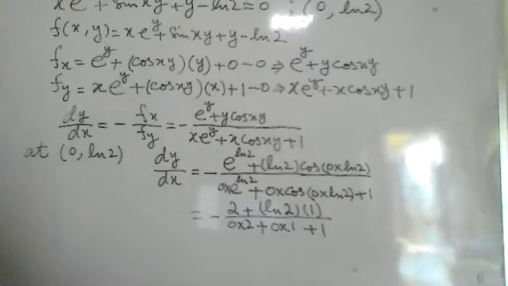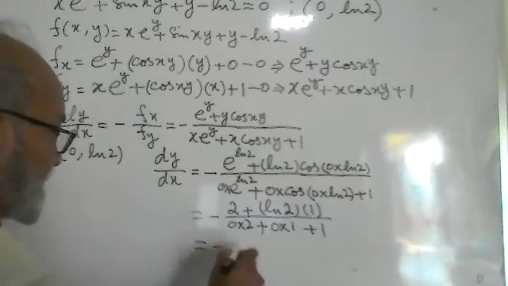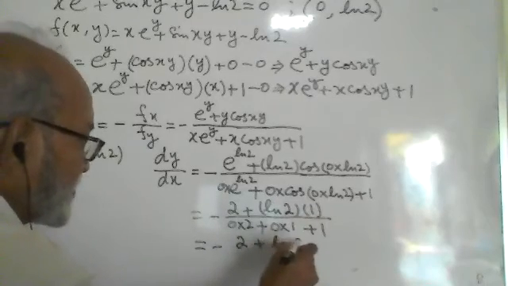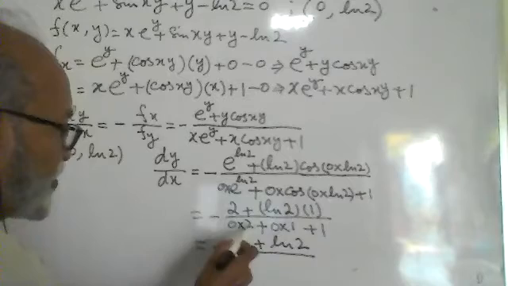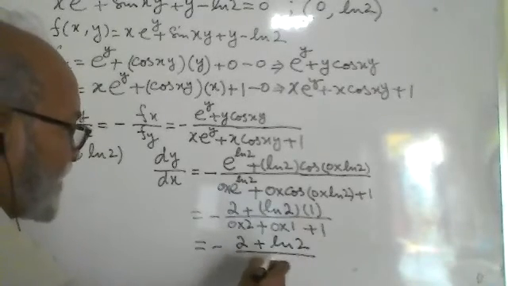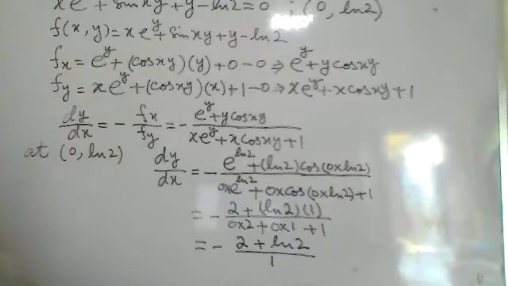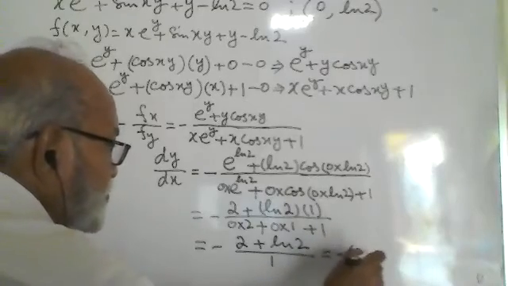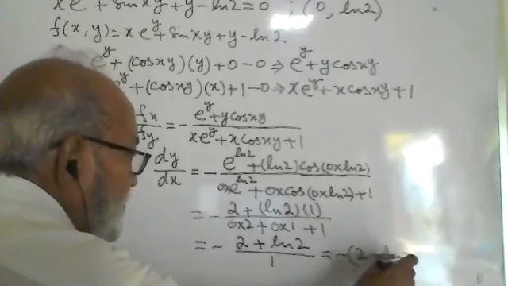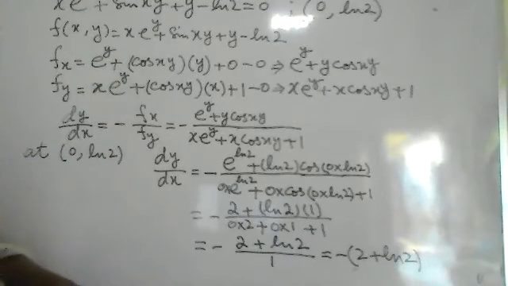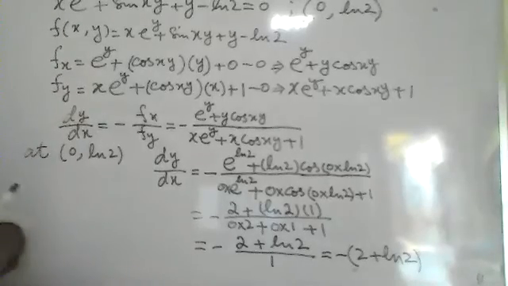So the final answer is minus 2 plus ln2. 1 into ln2 will be ln2, upon 0 into 2 will be 0. 0 into 1 will be 0. 0 plus 0 will be 0. Plus 1 will be 1. This is the answer. Answer is minus 2 plus ln2. You may put the value of ln2. Otherwise, this is also the final answer.